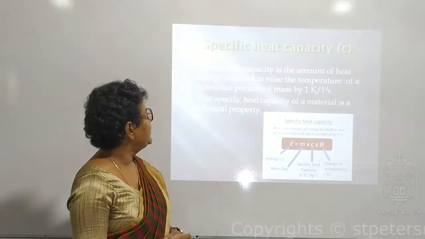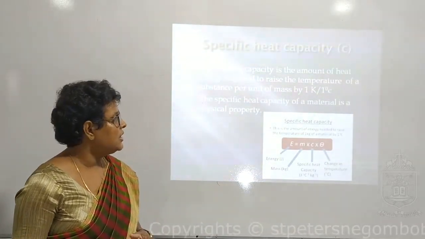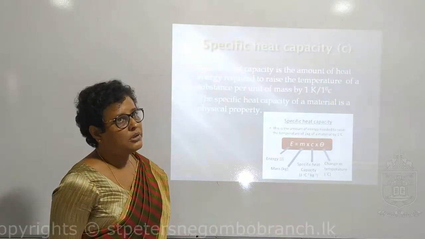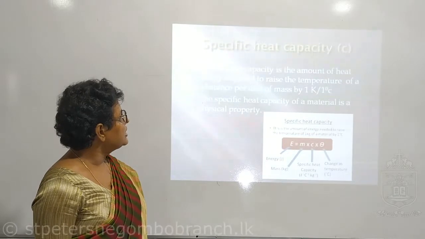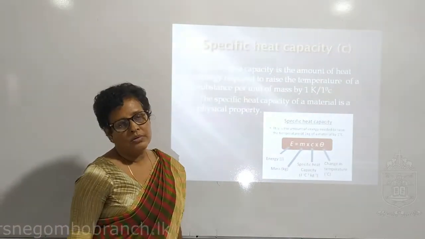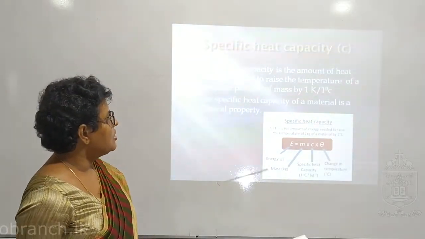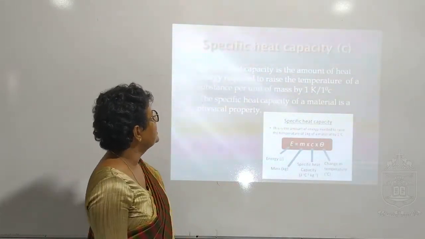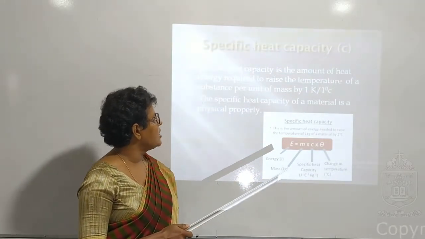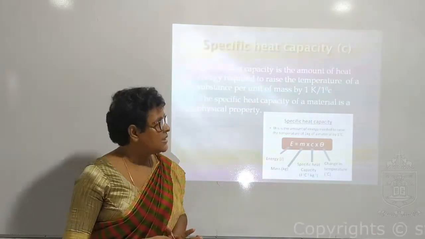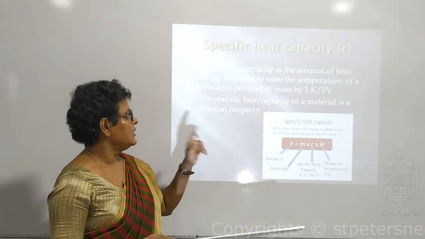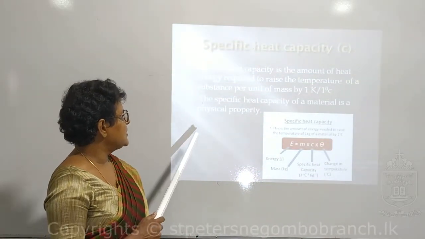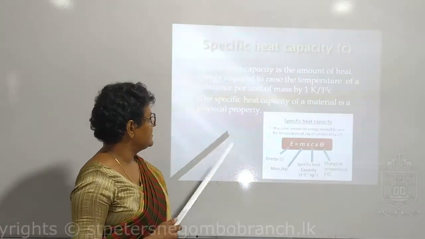That is the amount of heat energy required to raise the temperature of a substance per unit mass by 1 Kelvin or 1 degree Celsius. Earlier I said given mass; here this is unit mass by 1 Kelvin or 1 degree Celsius. The specific heat capacity of a material is a physical property.